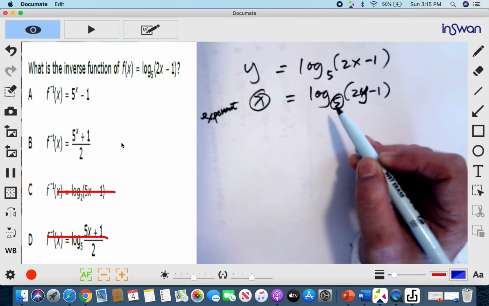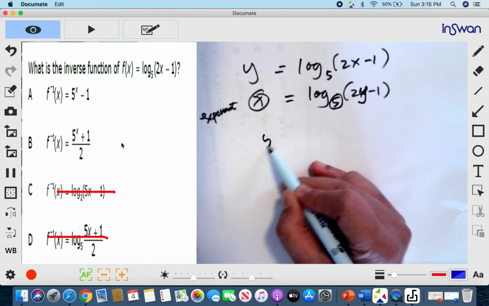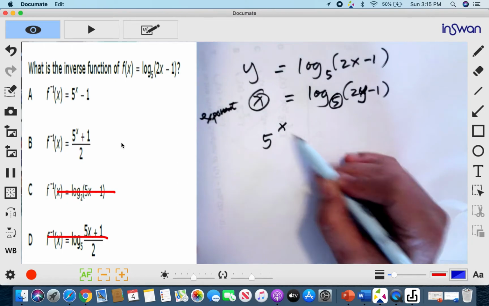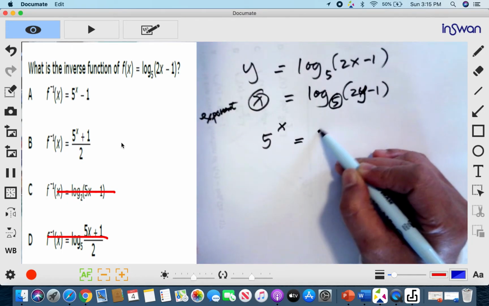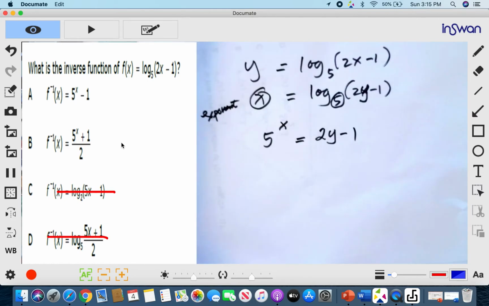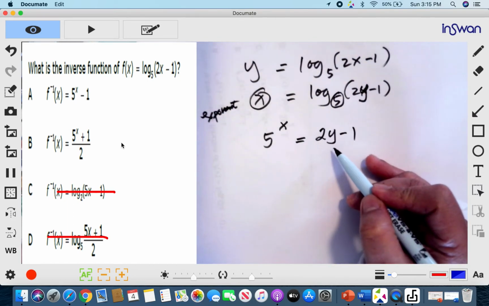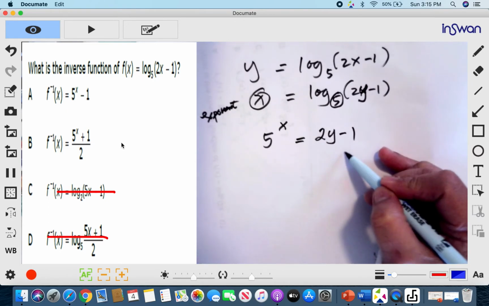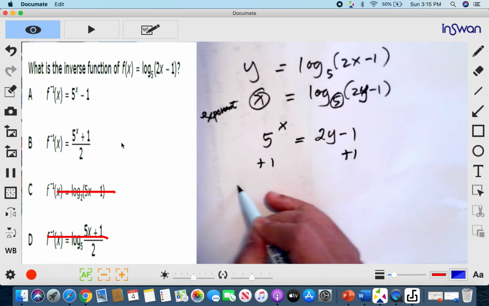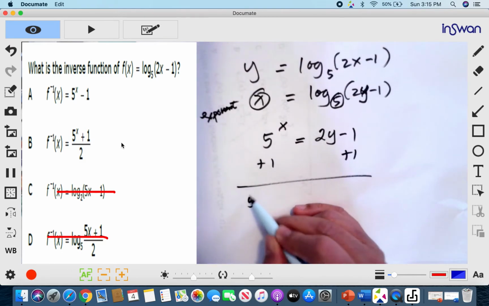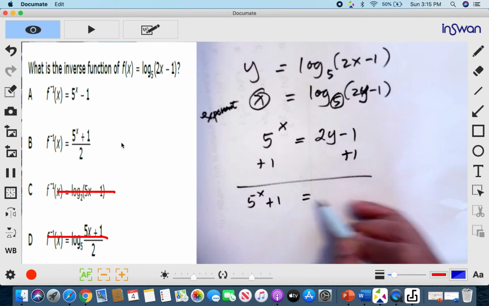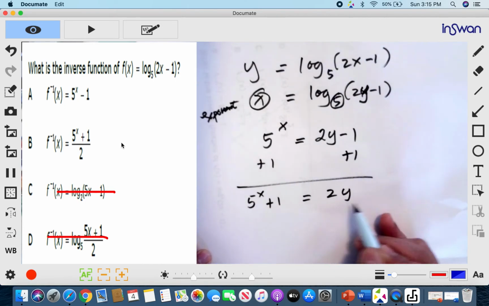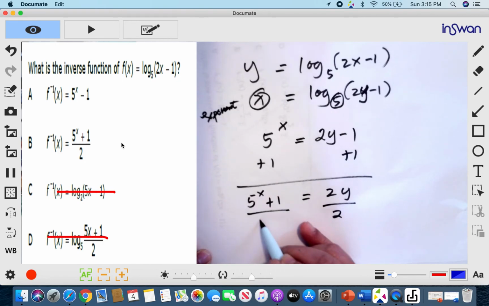So therefore, the exponential form of this is 5 raised to x, base raised to the exponent, is equal to 2y minus 1. And so therefore, we just need to isolate y, and we just have to do everything in reverse. So minus 1 is adding 1 on both sides of the equation, and that's 5 raised to x plus 1 is equal to 2y. Multiplying by 2 is dividing by 2. So we will divide the whole function by 2.